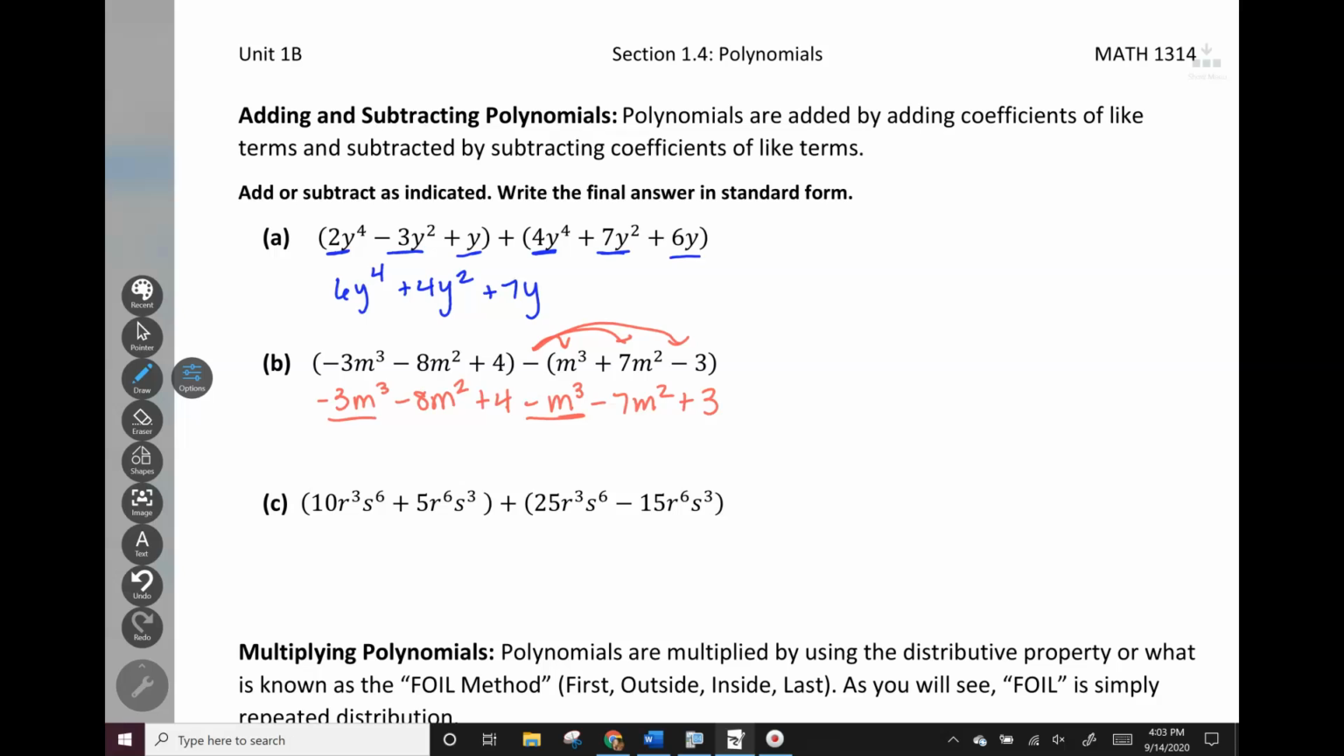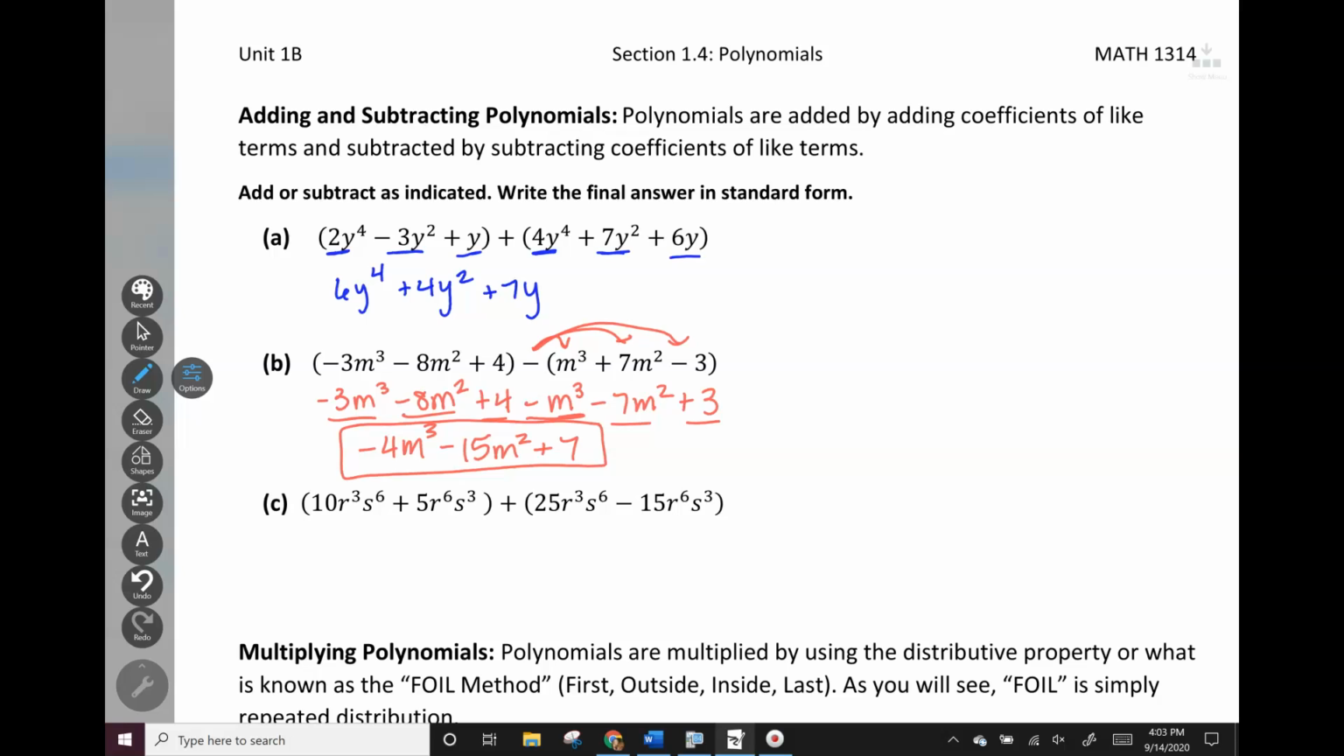Okay, so combining these m cubeds, that's -4m cubed. Got m squares. -8 minus 7 is -15 m squared. And then plus 4 plus 3 gives me plus 7. So that is how you subtract polynomials.